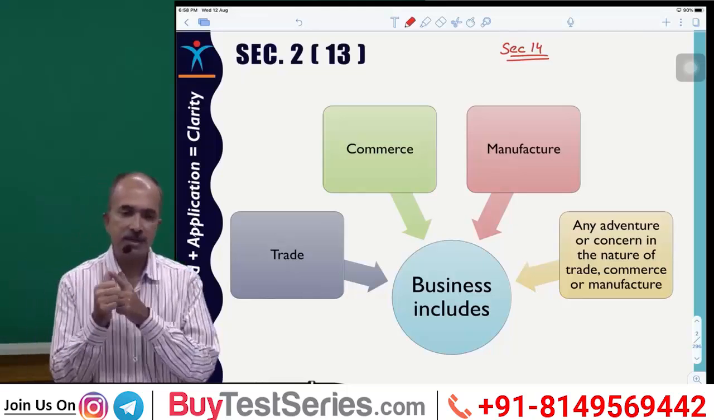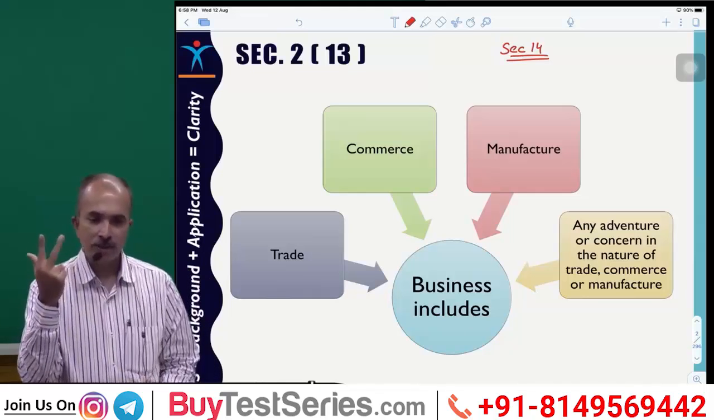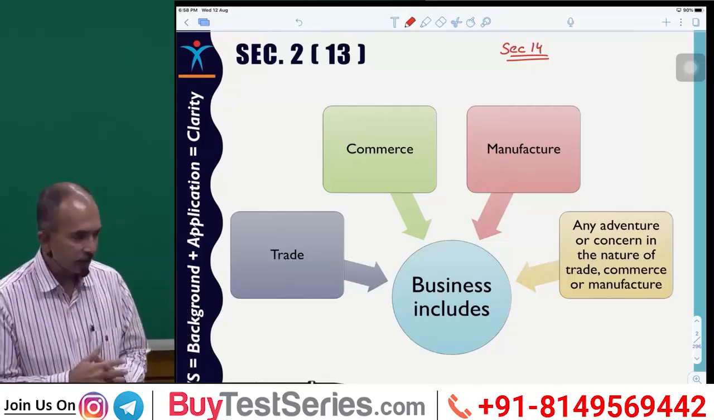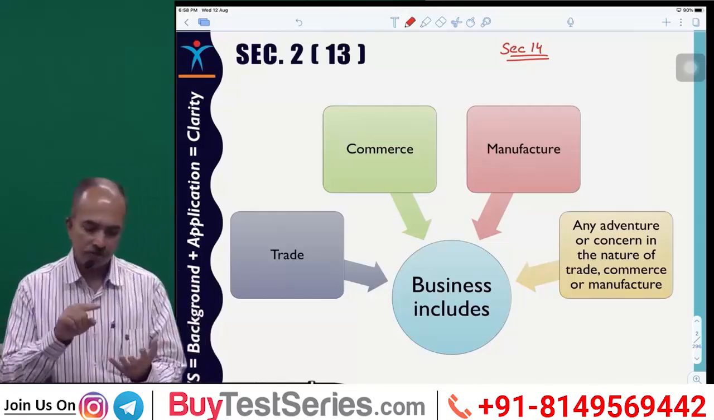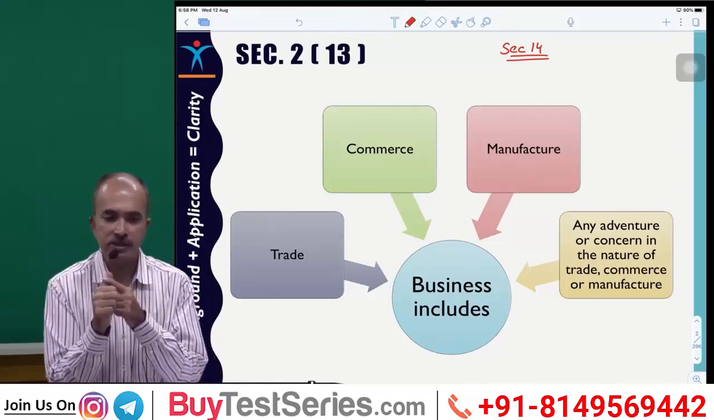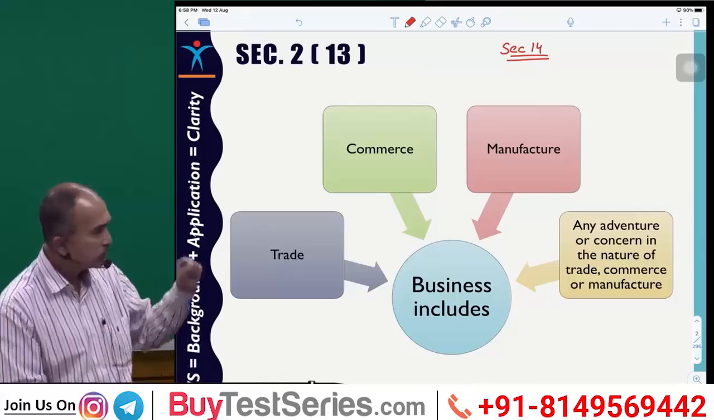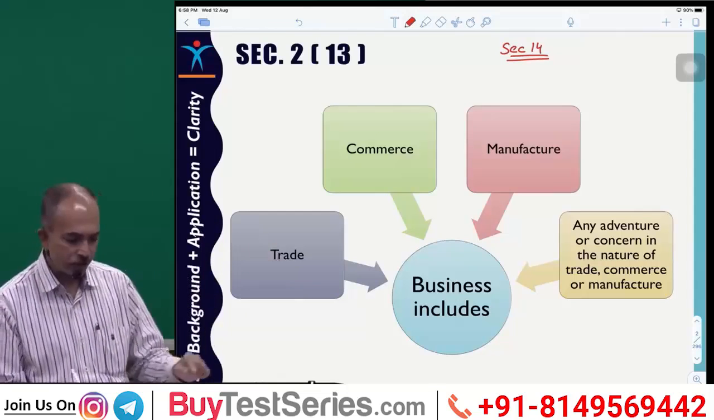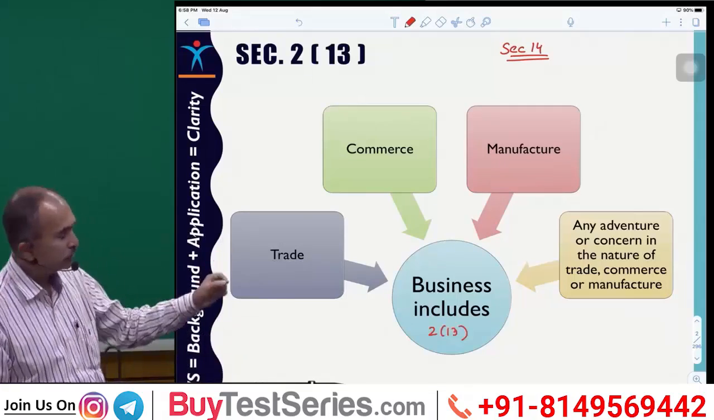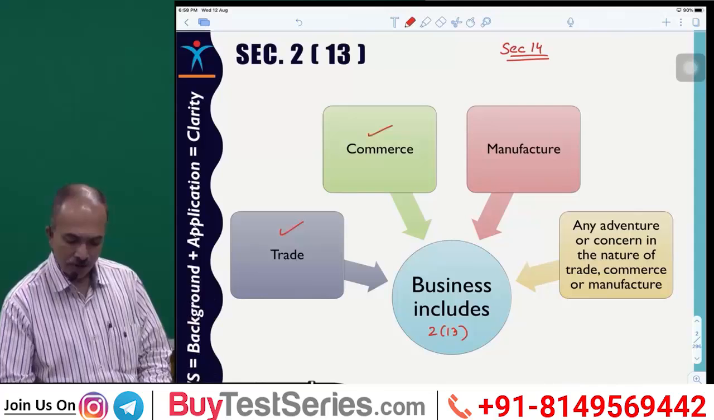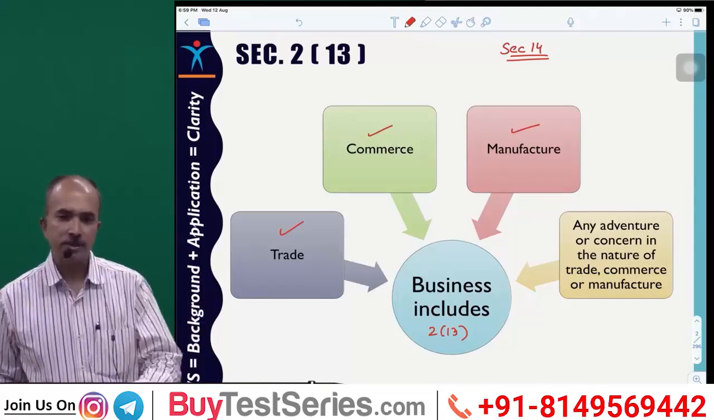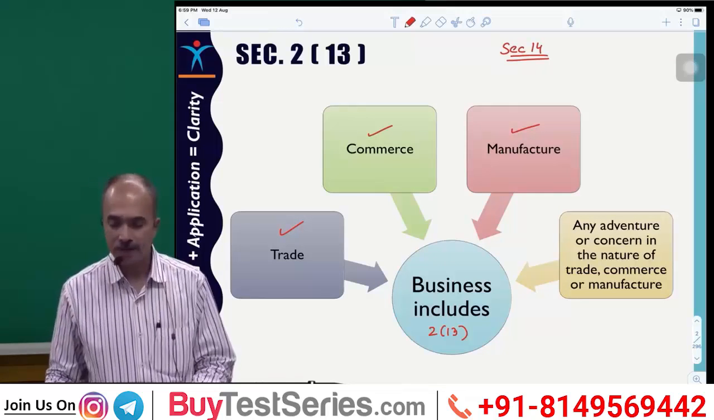Which are the 5 heads? Income from salary, house property, business profession, capital gain, other sources. These are the 5 heads of income. So under business profession we are talking of profits and gains of business or profession. Let's analyze what is business, what is profession. So business is defined in section 2 subsection 13. Business includes trade, commerce, manufacture. No problem up to here. Trade, commerce, manufacture is business, definitely, no discussion required.